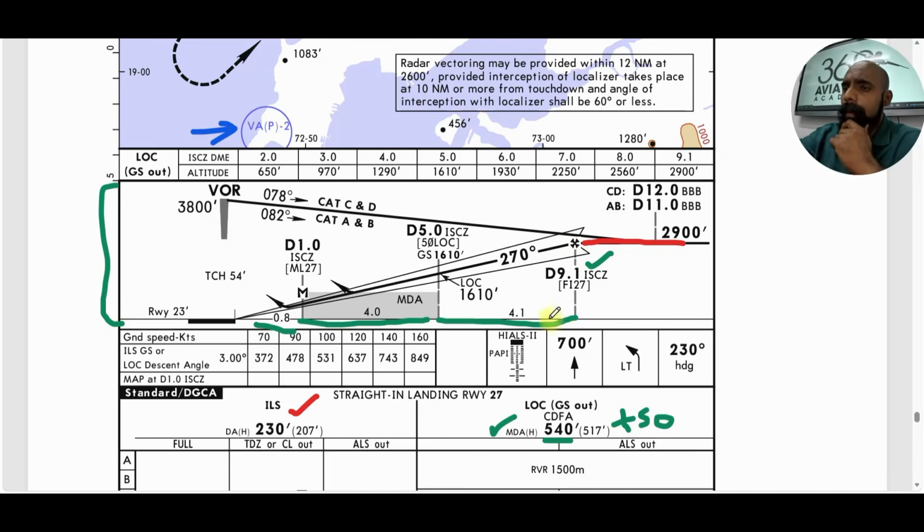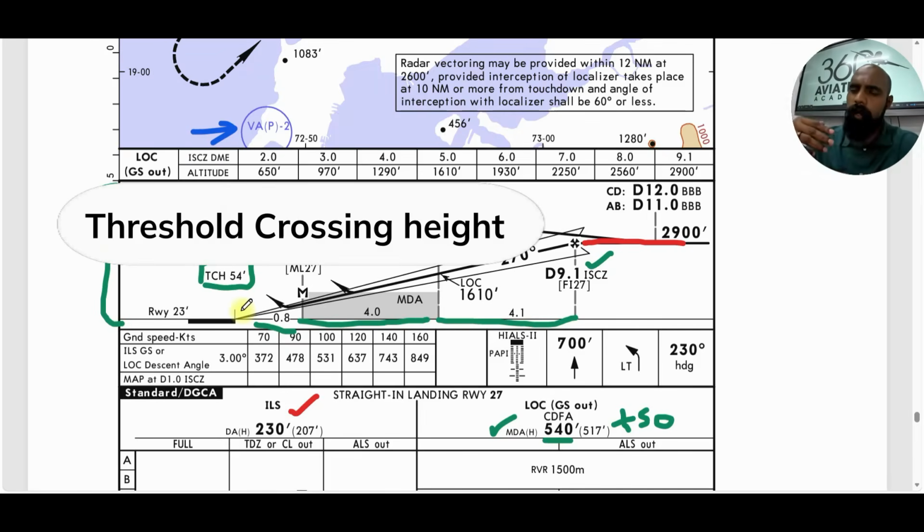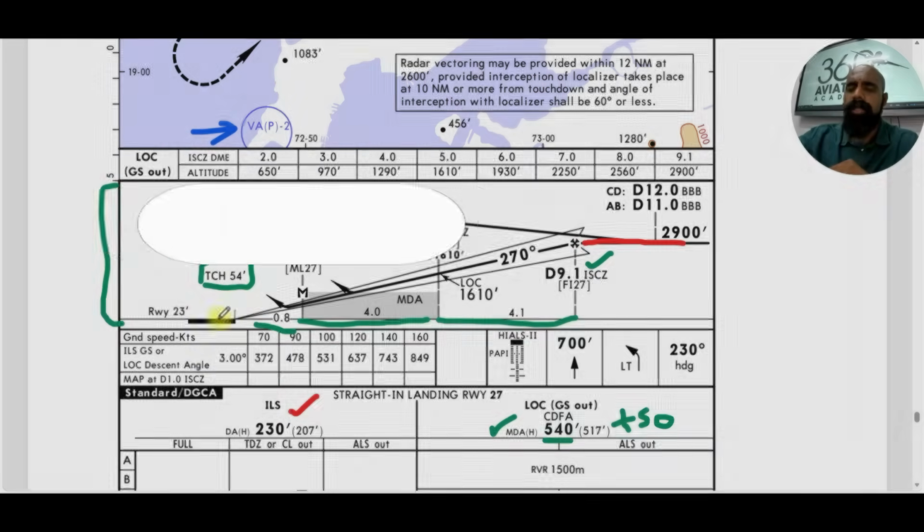Okay. Now moving forward, TCH stands for threshold crossing height. That is, if you are following the glide slope, you should ideally cross the threshold at approximately 50 feet, right? So that you don't bump into obstacles or the perimeter wall, etc. And that's called your threshold crossing height for runway.